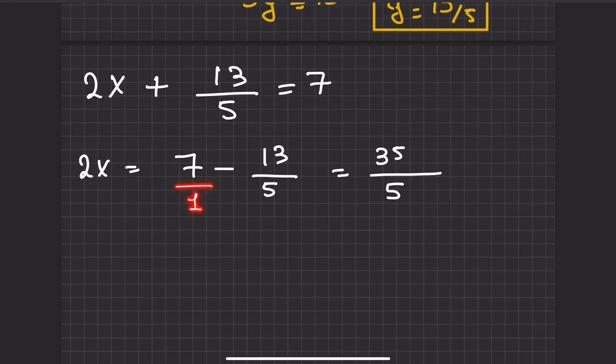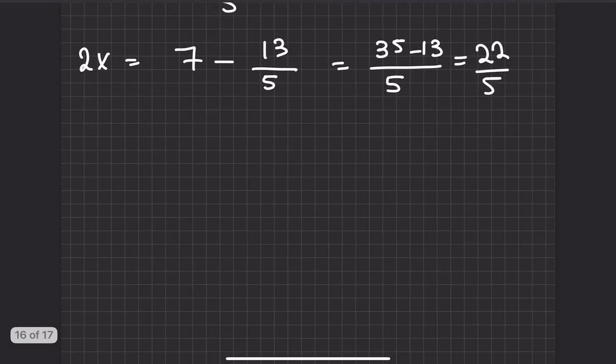Here we can see it's 5 times this number is 5. So 13 times 1 is 13. It's going to be minus 13. So I'm going to have 22 divided by 5. So I'm ending up with 2x equals 22 divided by 5.